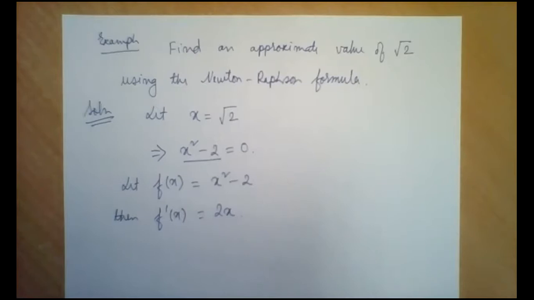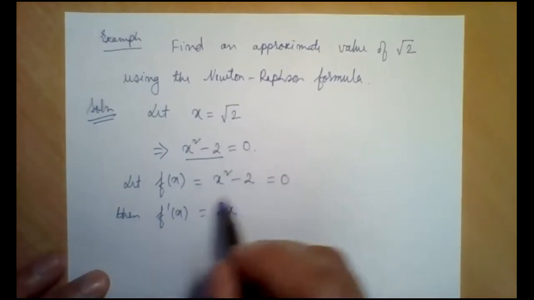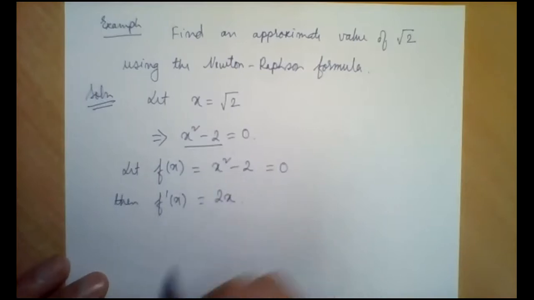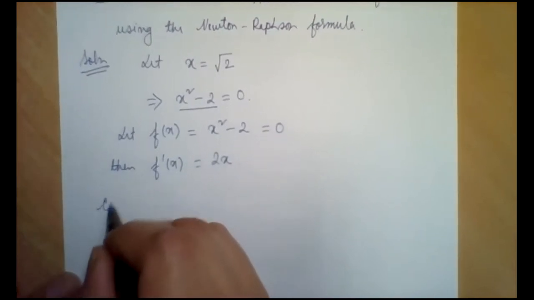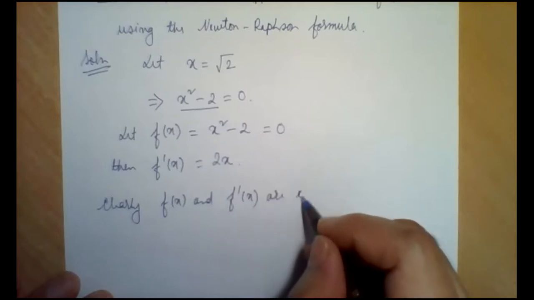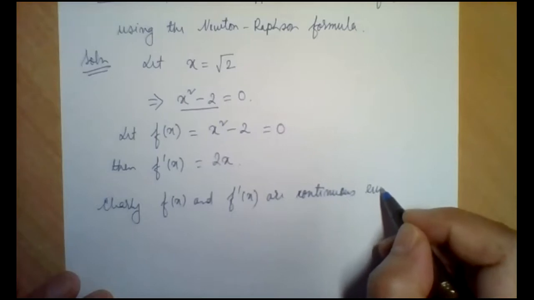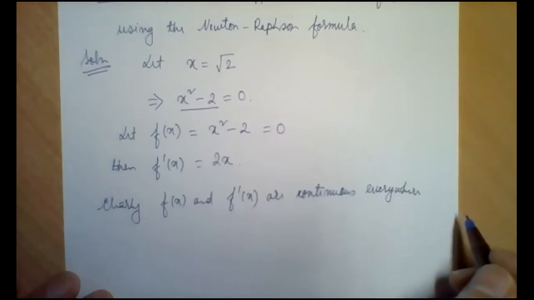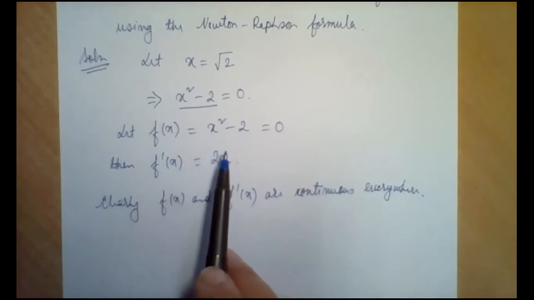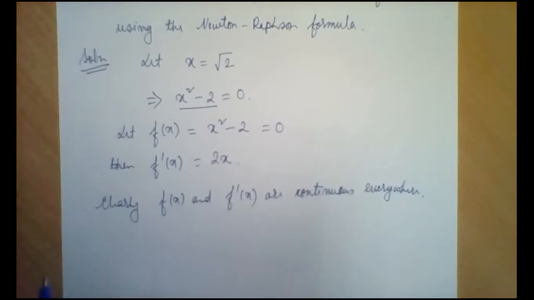Now we have f of x equal to 0. Now we have this equation, and then we have the derivative. And since f of x and f prime x, both of them are polynomials, they are continuous everywhere. Clearly f of x and f prime x are continuous everywhere. Now this f of x satisfies the conditions for the Newton-Raphson method.